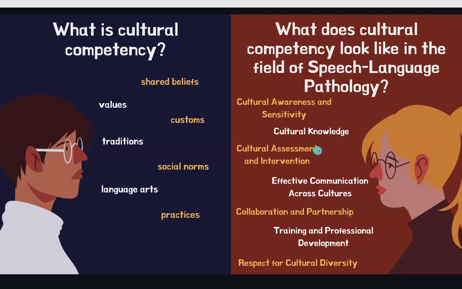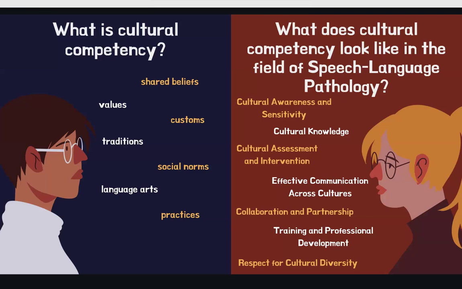So what does cultural competency look like in the field of speech pathology? Cultural competency involves several key practices and approaches. As a speech pathologist, cultural awareness and sensitivity are extremely important. Speech pathologists have to demonstrate awareness of our own cultural biases and the importance of cultural diversity in communication disorders. We must approach our work with sensitivity and respect for other cultural backgrounds, values, and beliefs that are important to our clients and their families.